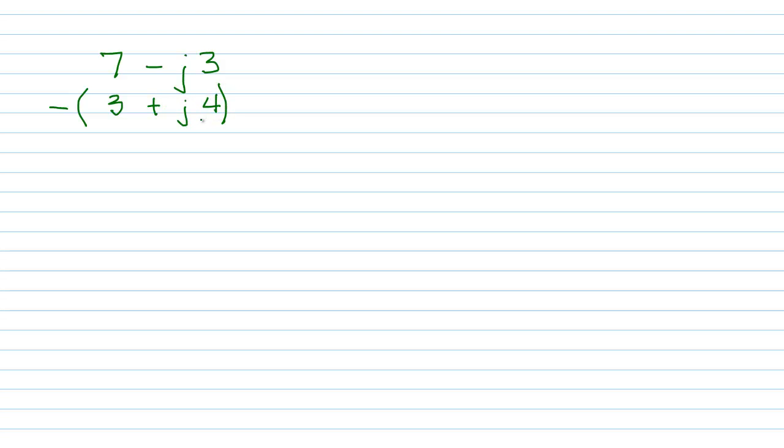Now once again, the way I like to do it is to reverse the signs of the numbers on the bottom and then add. 7 minus J3 plus minus 3 minus J4, which gives us 7 plus a minus 3 is 4, minus J3 plus a minus J4 is minus J7. Try another one.